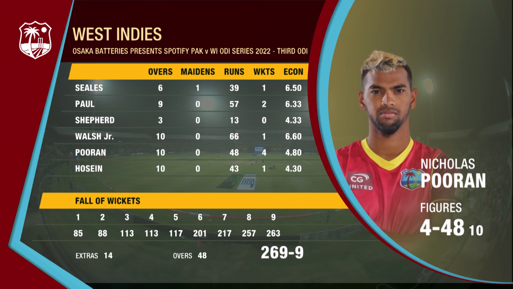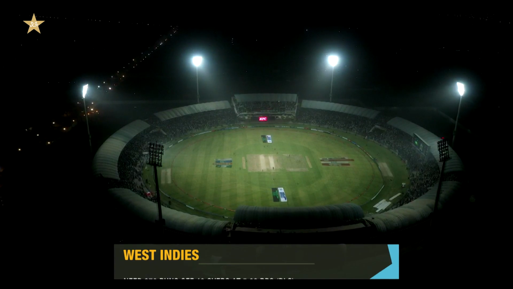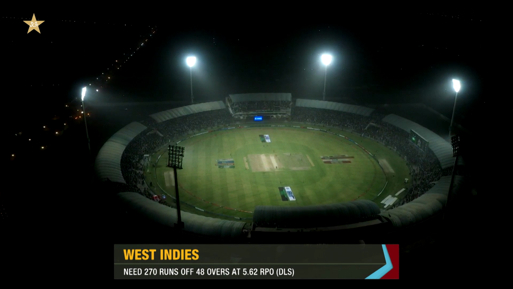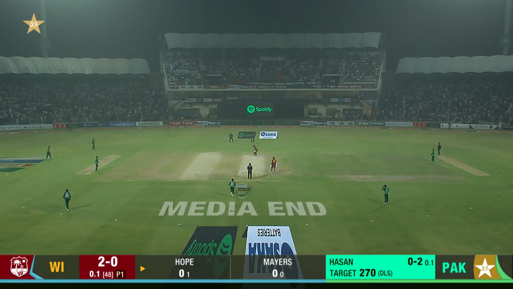But a drop in pace, he found some purchase off this surface. 1 for 43 for Akeal Hosein and a couple of wickets for Keemo Paul, but came at some cost, 2 for 57. It meant that the West Indies had to chase a target of 270 to try to win the 3rd and final one-day international.